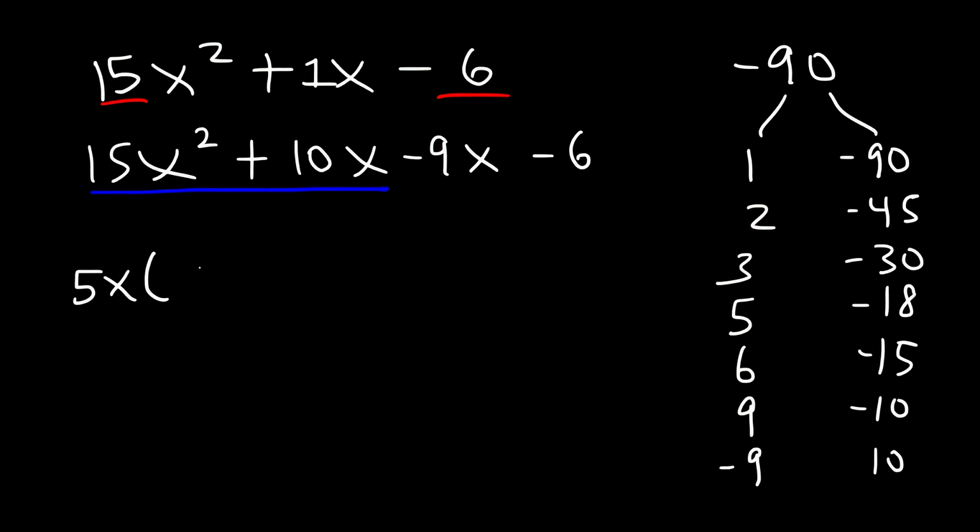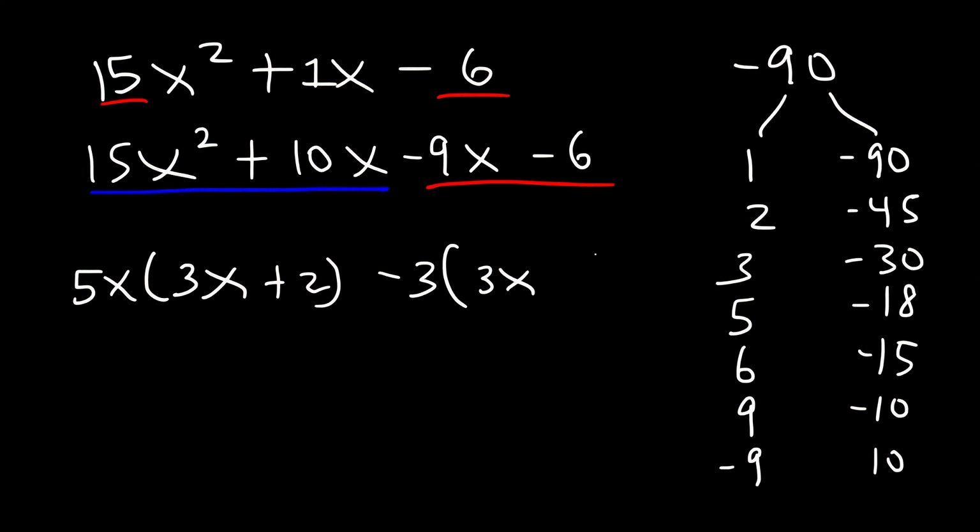15x squared divided by 5x is 3x. 10x divided by 5x is 2. Now, in the last two terms, let's take out negative 3. Negative 9x divided by negative 3 is 3x. Negative 6 divided by negative 3 is plus 2.